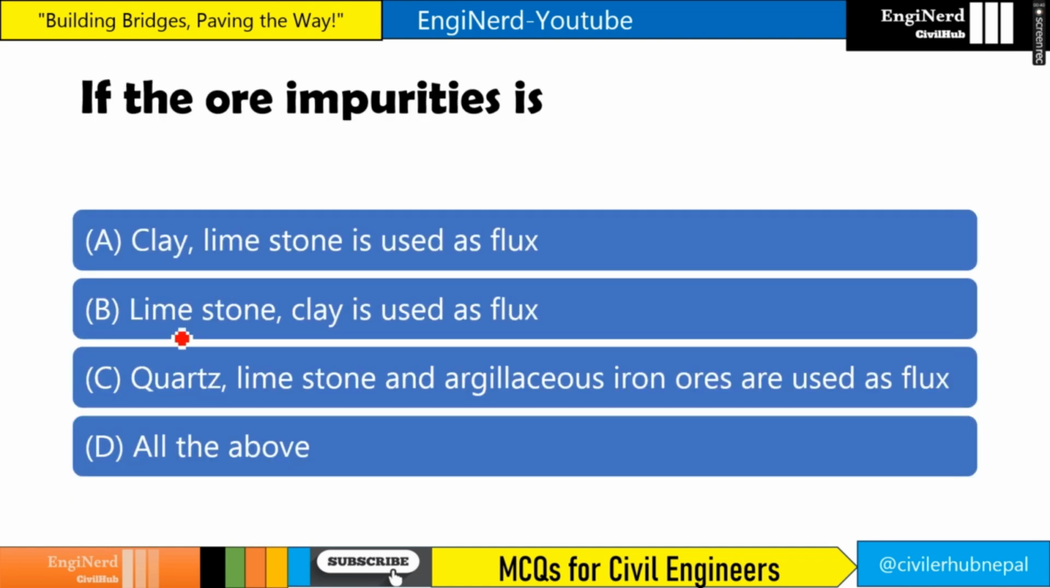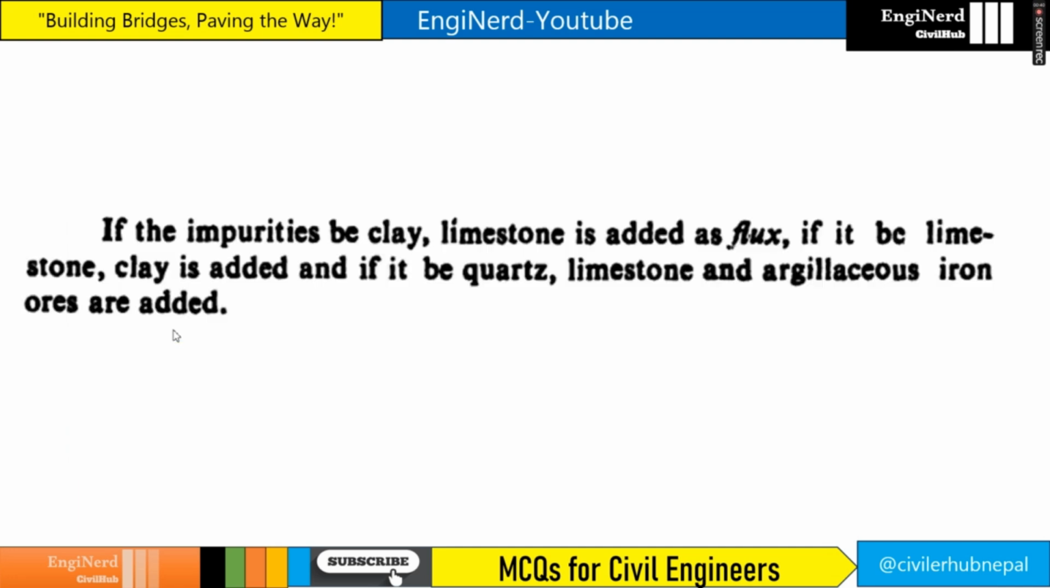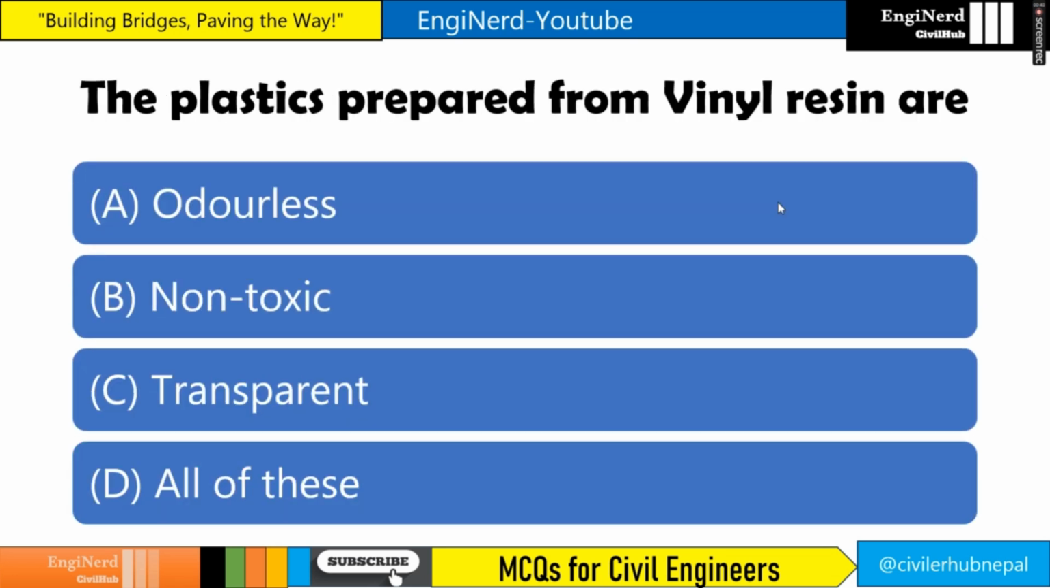If the ore impurities is clay, limestone is used as flux. Limestone, clay is used as flux. Quartz, limestone and argillaceous iron ores are used as flux. All of the above. If you see here, if the impurities be clay, limestone is added as flux, and if it be limestone, clay is added, and if it be quartz, limestone and argillaceous iron ores are added. So our answer will be all of the above.